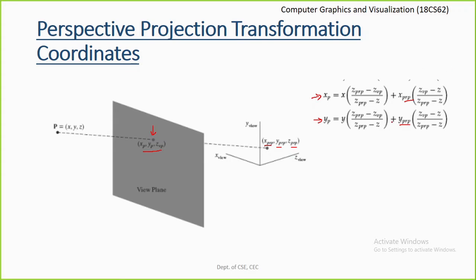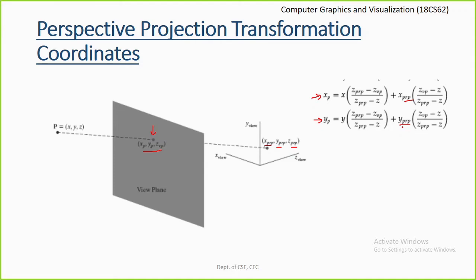So remember these two equations for calculating the x and y coordinate on the view plane. Okay, so xp is given as x into zprp minus zvp divided by zprp minus z plus x coordinate of the projection reference point into zvp minus z divided by zprp minus z. Similar equation for yp, in place of x we replace it with y, and in place of xprp we replace it with yprp. So I want all of you to note down this equation, because based on this equation we can derive 4 cases here. There are 4 special cases we need to consider based upon this equation. I hope all of you have noted this equation.